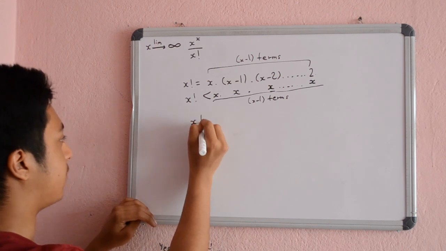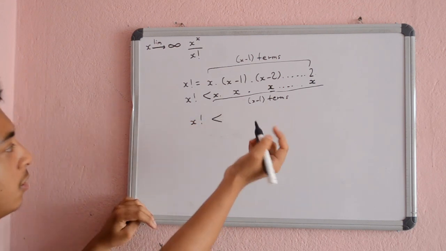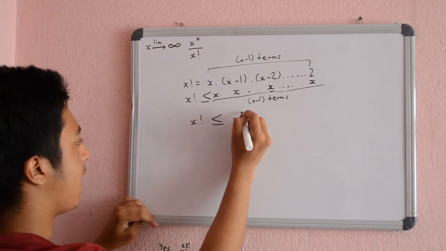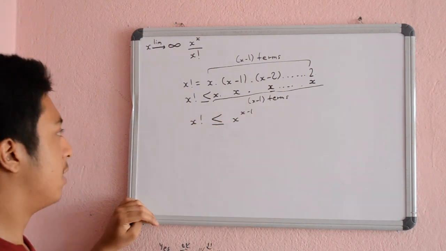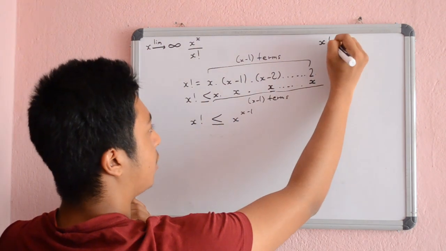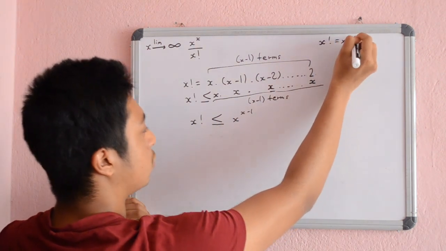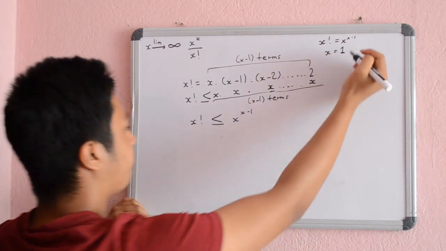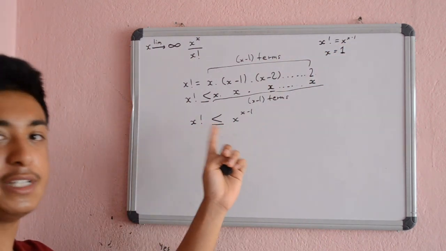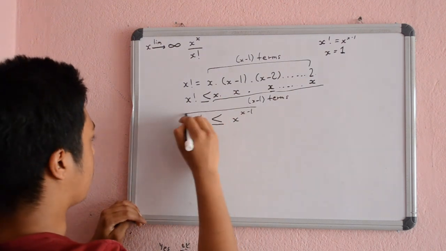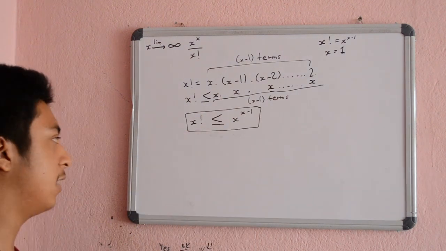So in fact, x factorial is less than or equal to x to the power x minus 1, because x factorial can be equal to x to the power x minus 1 when x is equal to 1. So we have to put this equal to sign over here, and this is what we need. But we also need something else.